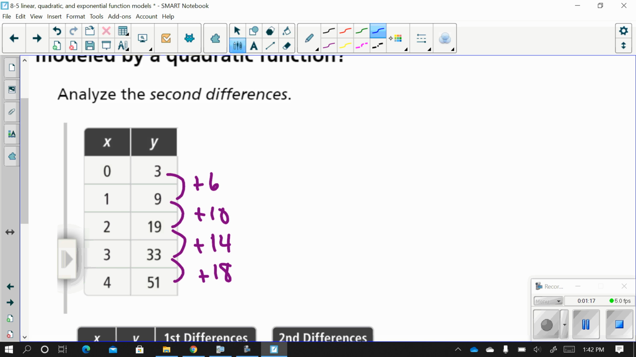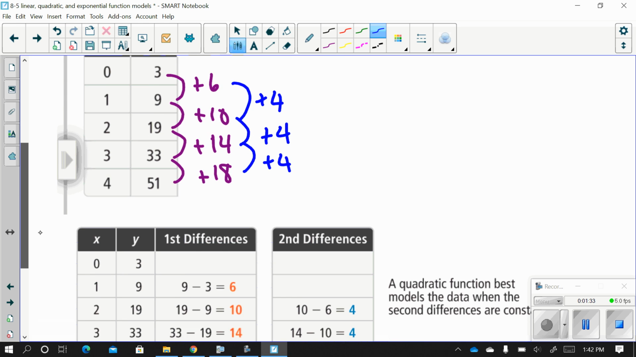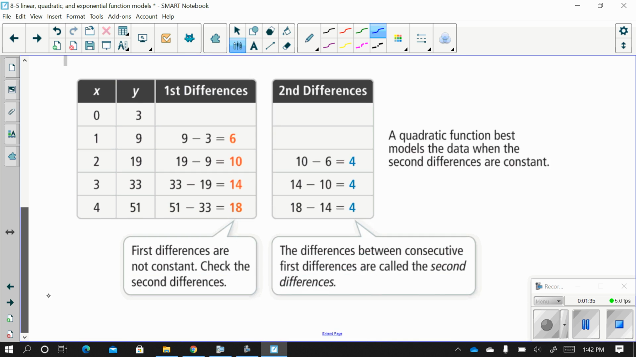For the second differences, let's take these first differences and see what the difference is in between. How do I get from 6 to 10? I add 4. 10 to 14, I add 4. 14 to 18, I add 4. Because our second differences are all the same, this can be modeled by a quadratic function.